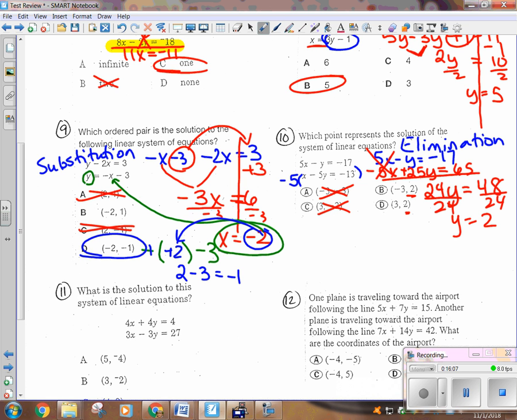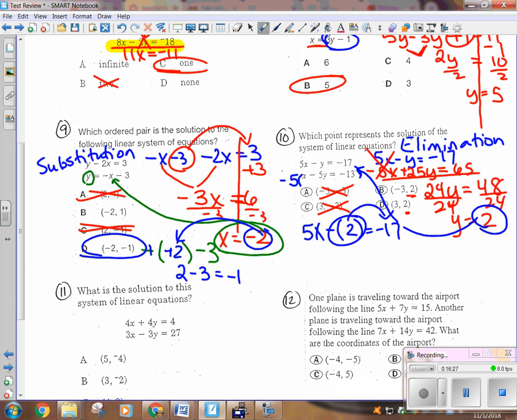Now I got to see, is my x answer going to end up being 3 or negative 3? So I got to be careful with my numbers. I'll take this back up to either one of the original. It does not matter which one you use. I'm just going to go to the first one, 5 times x minus the y answer of 2 equals negative 17.